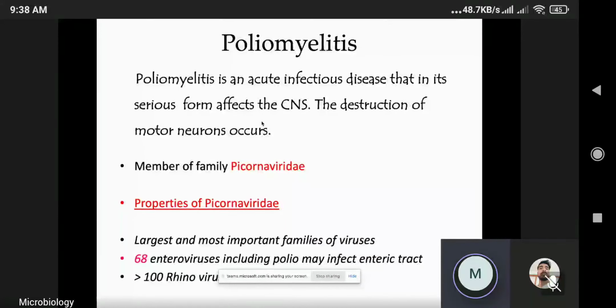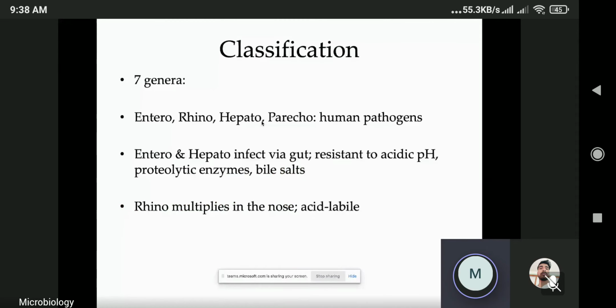Poliovirus. Okay. So this is the classification of the Picornaviridae. It contains several genera; Entero, Rhino, and Hepato are the human pathogens. Entero and Hepato are important because they infect via the gut, and are resistant to the acidic pH of our gastric juice, the proteolytic enzymes, and bile salts. Okay. So that's why they infect us via the GI route.